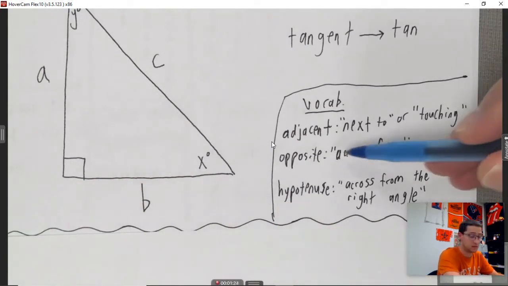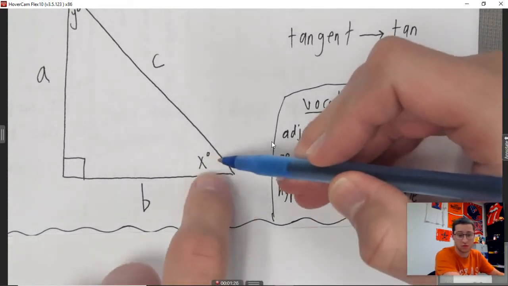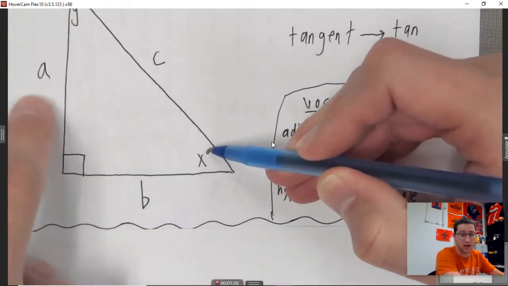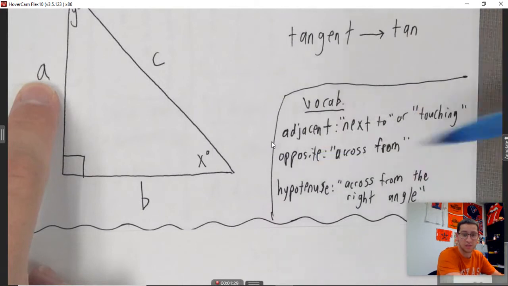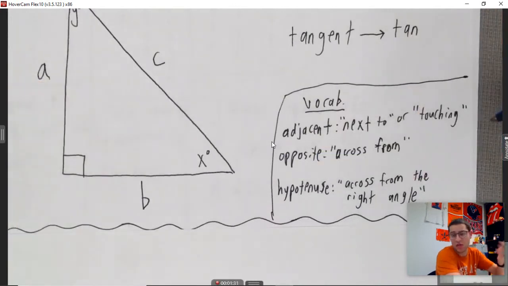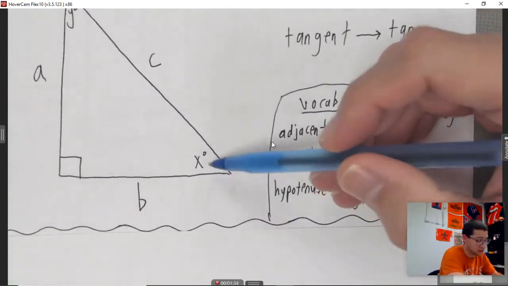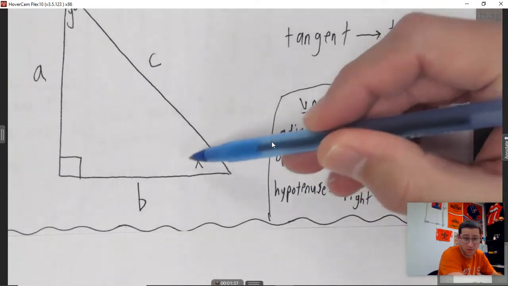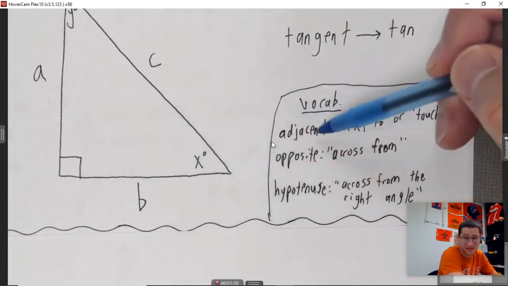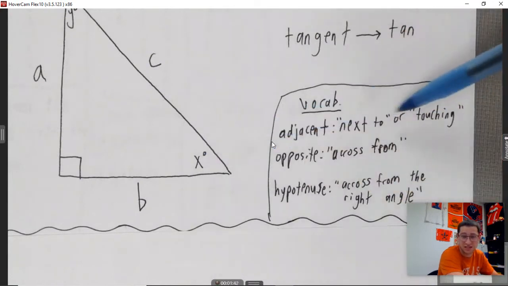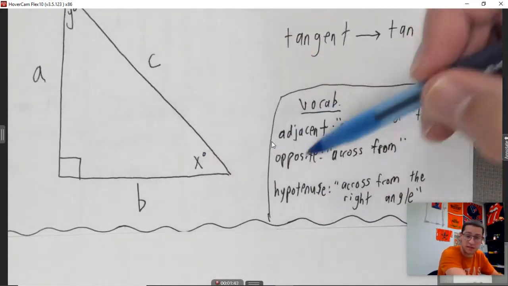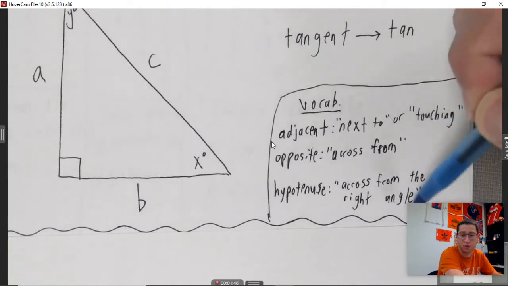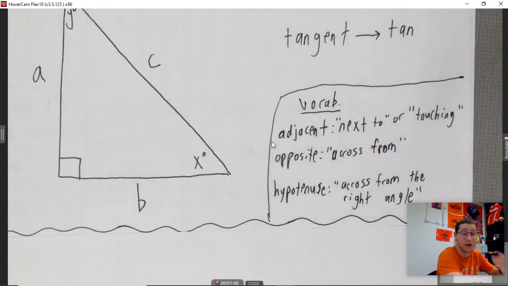The opposite is going to be across. So I'm looking at x here, and A is going to be my opposite side. Now one thing I do want to mention is, technically by the definition of adjacent, when I compare x, C is technically adjacent. It is technically next to or touching, but C is my hypotenuse because that's the one across from the right angle. So it defaults to the hypotenuse. The hypotenuse is always the hypotenuse.